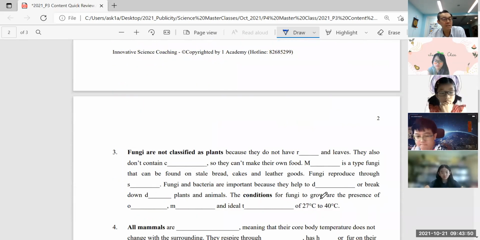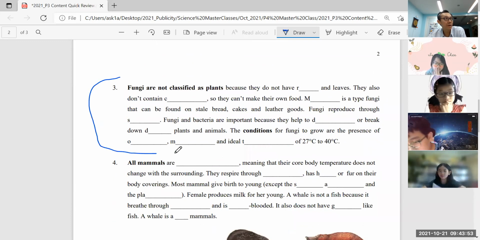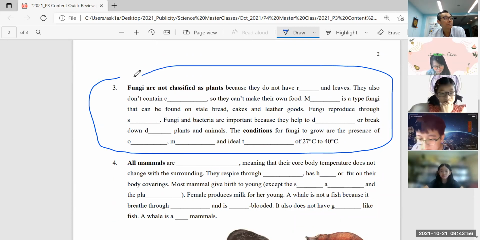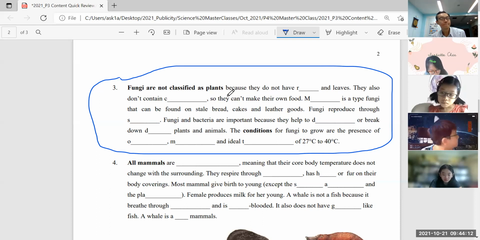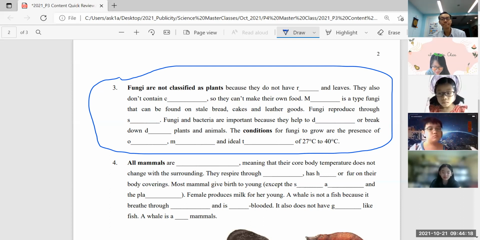Okay, can I ask Isabella, can you read the question 3 paragraph, this part? Fungi are not classified as plants because they do not have roots and leaves. They also don't contain chlorophyll, so they can't make their own food. Mold is a type of fungi that can be found on stale bread, cakes, and leather goods. Fungi are produced through spores. Fungi and bacteria are important because they help to decompose dead plants and animals. The conditions for fungi to grow are presence of oxygen, moisture, and ideal temperature.